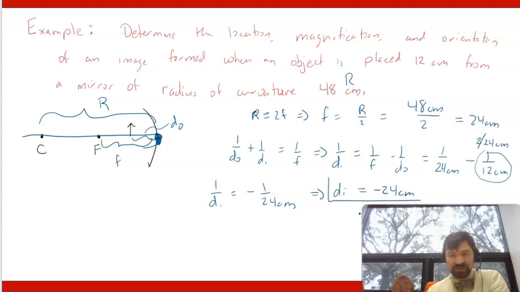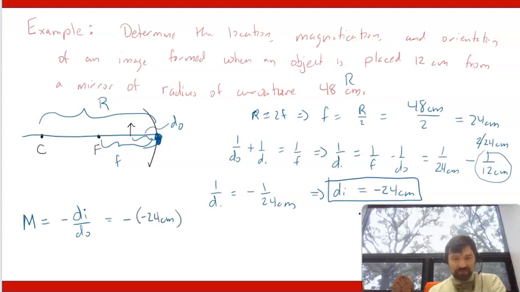Notice that I've got a negative answer for my image distance. So what does that mean has happened? Well, we can also do the magnification, which is negative di over dO. That gives negative of negative 24 centimeters divided by 12 centimeters, which is just plus 2.0.